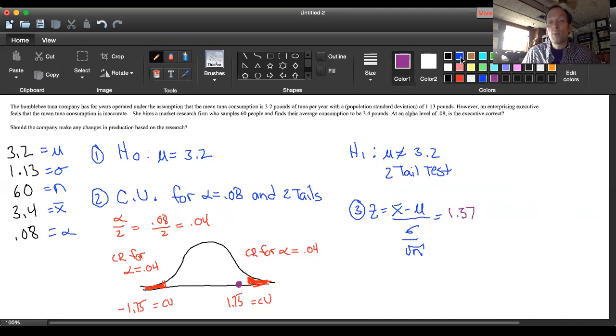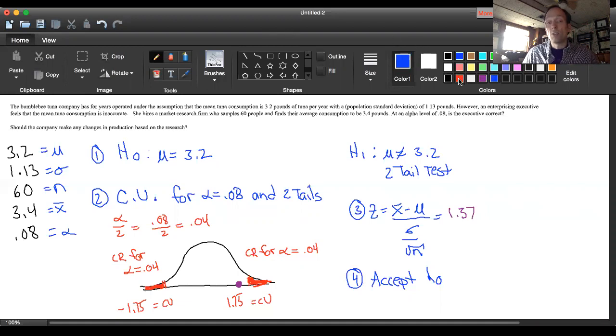That means when it comes time for step 4, I'm going to apply that decision rule. If my test value landed in the critical region, reject the null hypothesis, but that didn't happen. So I'm actually going to go ahead and accept H0. And my summary would be, it appears that there's not enough evidence to reject the null hypothesis. In other words, it appears that the population average consumption is holding at 3.2 pounds.